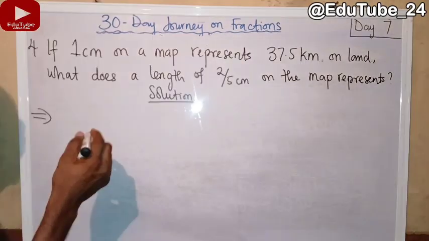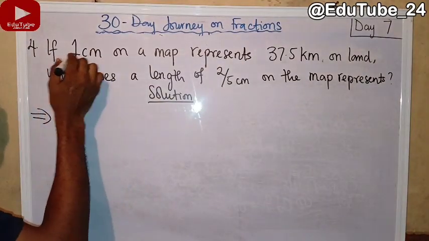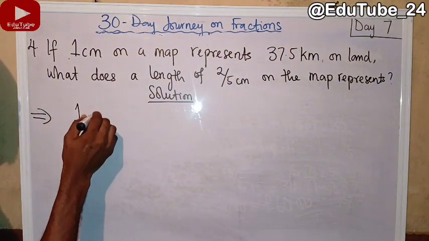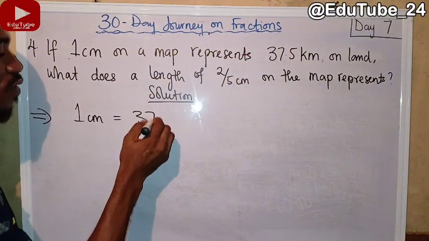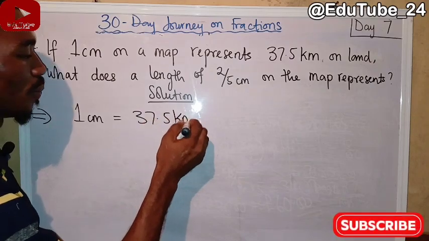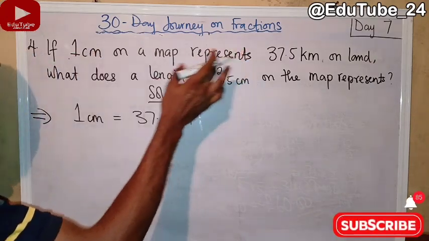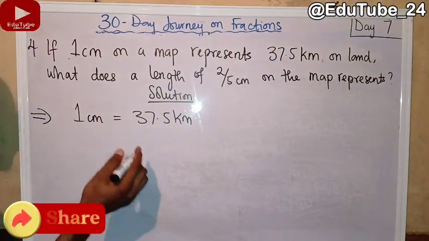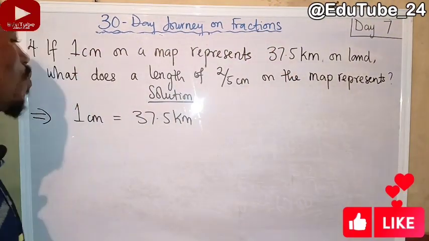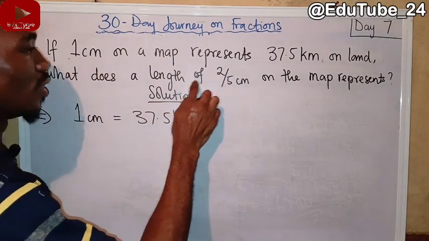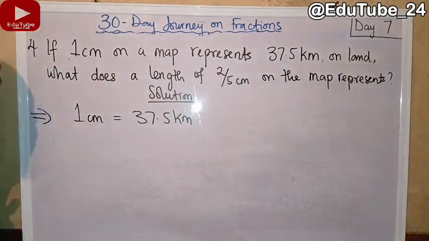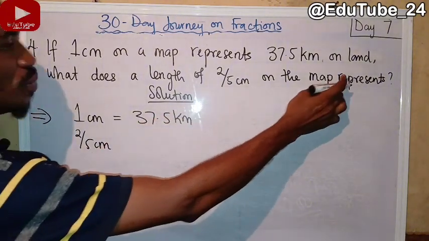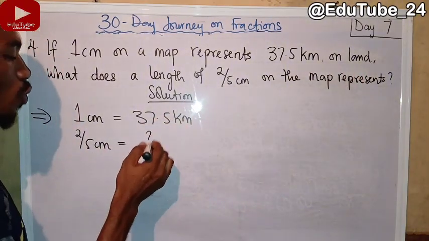Okay, so let's interpret that as an equation. So 1 centimeter represents 37.5 kilometers. We are just going to write 1 centimeter equals 37.5 kilometers. Okay, so that's what it represents for you. 1 centimeter represents this, so that means this is equal to this. And then the next part of the sentence is, what does a length of 2/5 centimeters represent? So I'm just going to write 2/5 centimeters. What does it represent on the land? Equals what? Put a question mark.